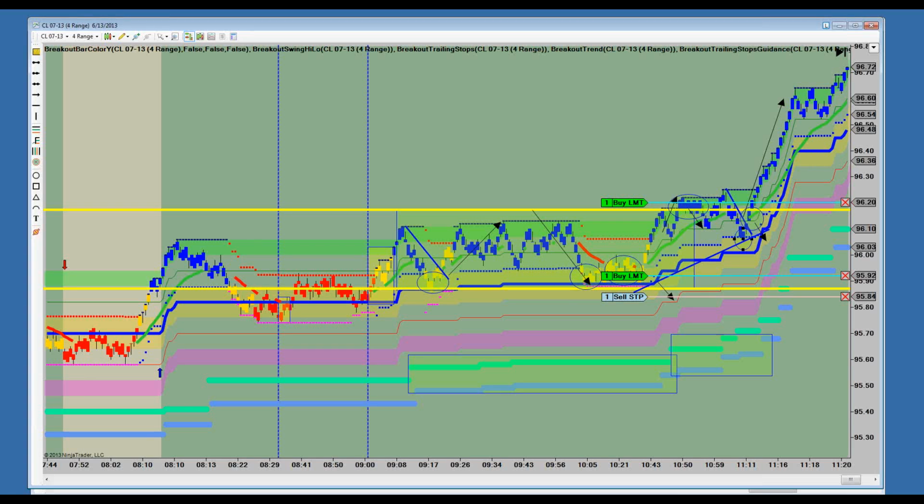Can you show the best entries on this oil chart? We did, Bill. Did you come in late? Yeah, it's retracements. Retracements. You want to see retracements. Let me show you a couple other ones here real quick.